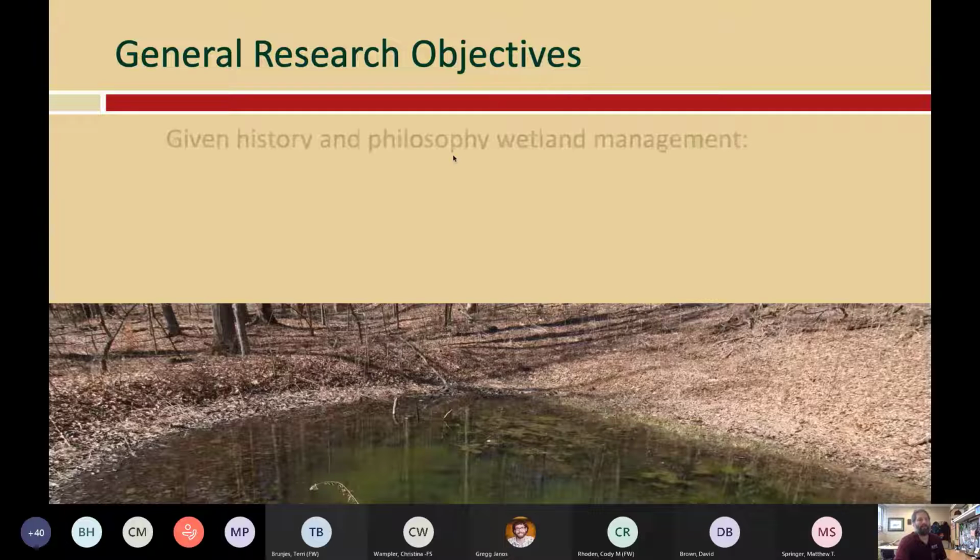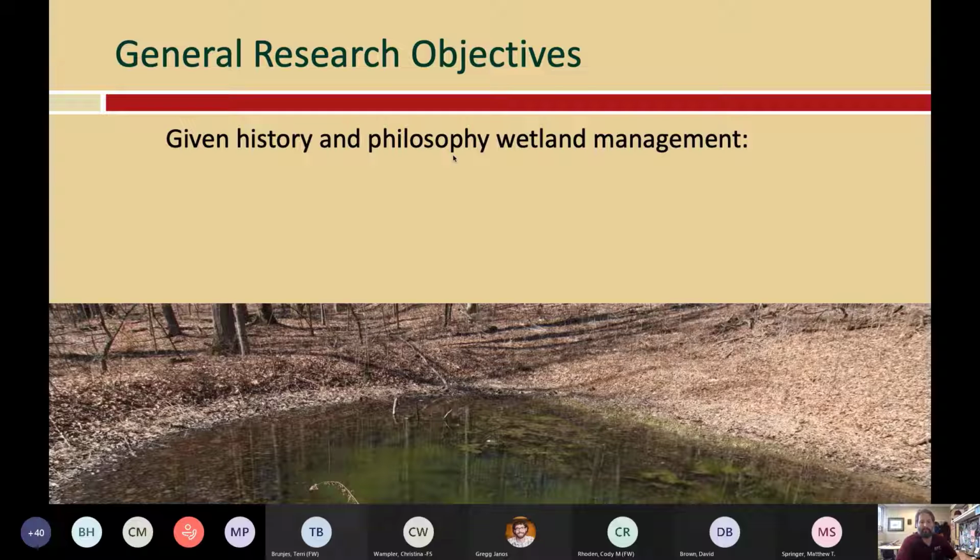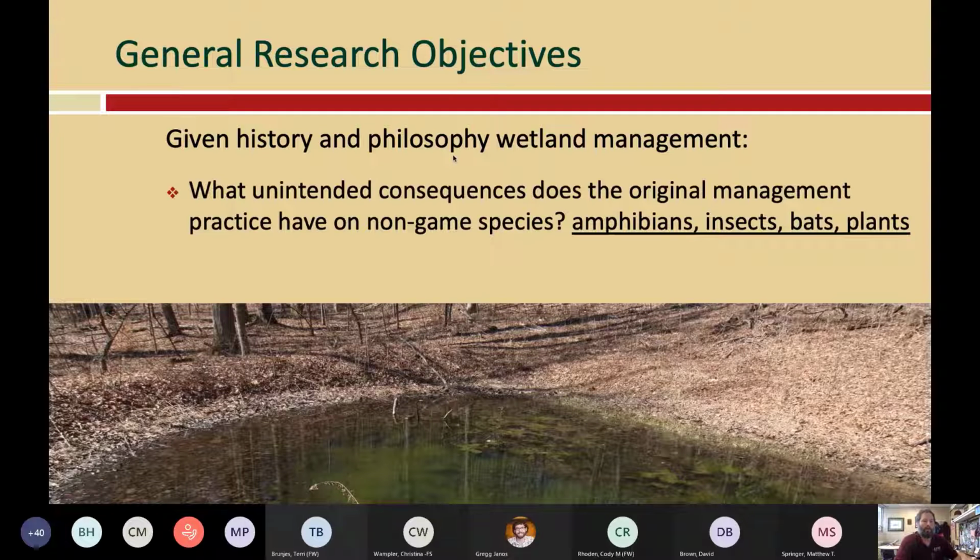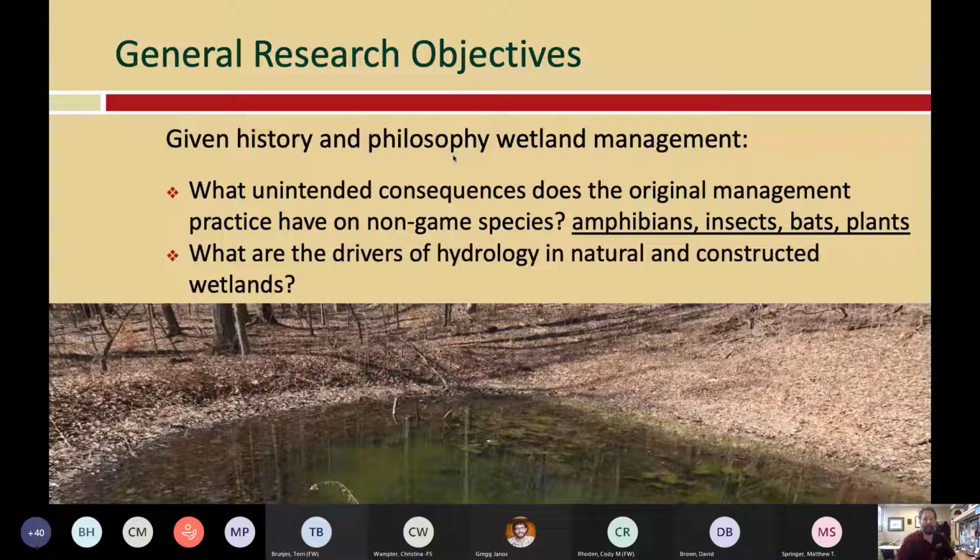So our general research objectives, given the history of management and the philosophy for wetland management of permanent water sources: what are the unintended consequences of that original management for non-game species? Amphibians, insects, bats, and plants are what we've focused on so far. And I know bats were part of that original management practice, so I guess ignore that unintended consequence for them, but the others weren't being targeted. And then a little bit about what drives the hydrology of constructed and natural wetlands.